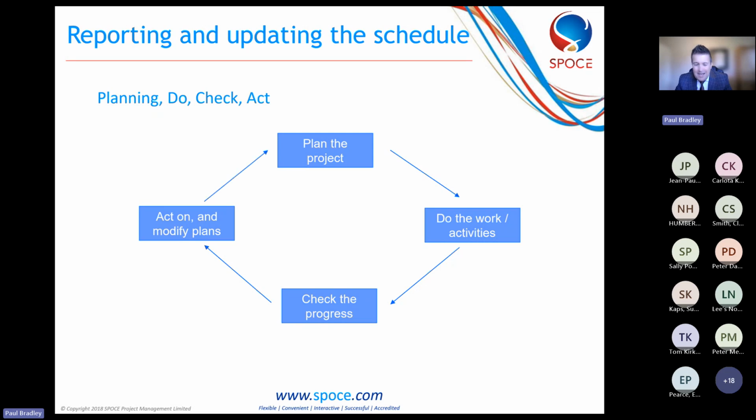And from there, what we can do is we can do the replanning, whether that be at project or stage level, and then we're in that cycle again. And that's how that monitoring and controlling cycle happens.